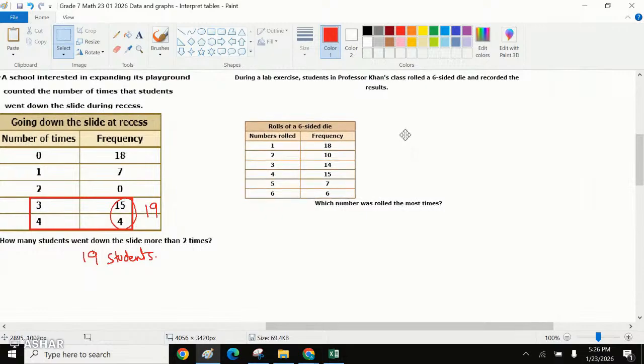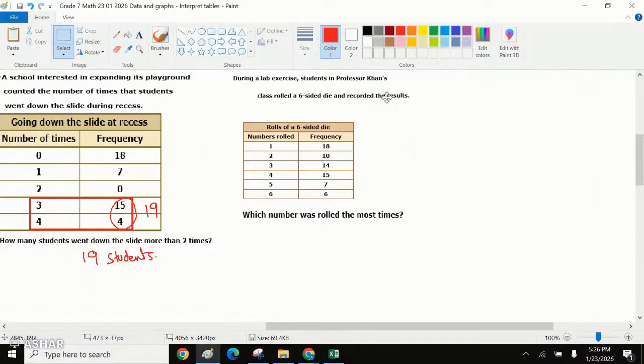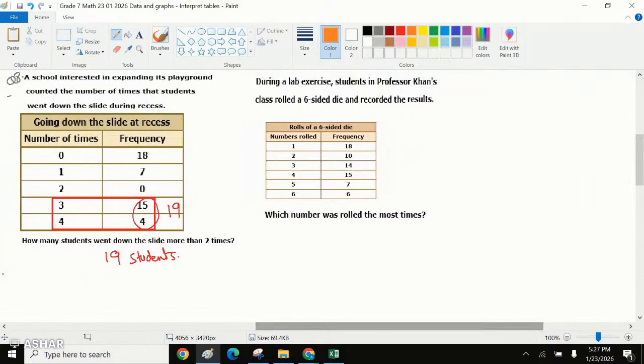Okay, let's see what happens. Then we can put it over here and let's realign so that's easier to read. During a lab exercise, students in Professor Khan's class rolled a six-sided dice and recorded the results. Okay, this would be our question number 9. So when they rolled the dice, these were the results.